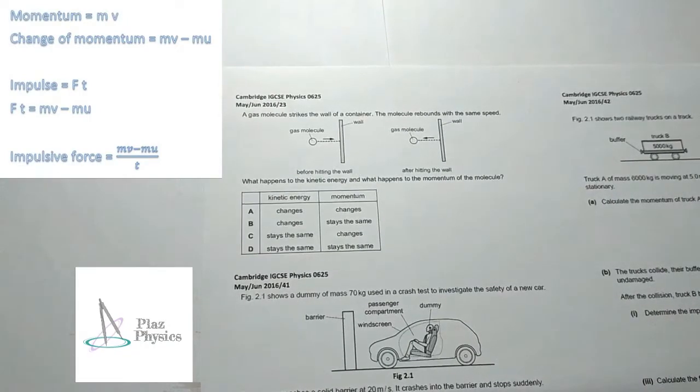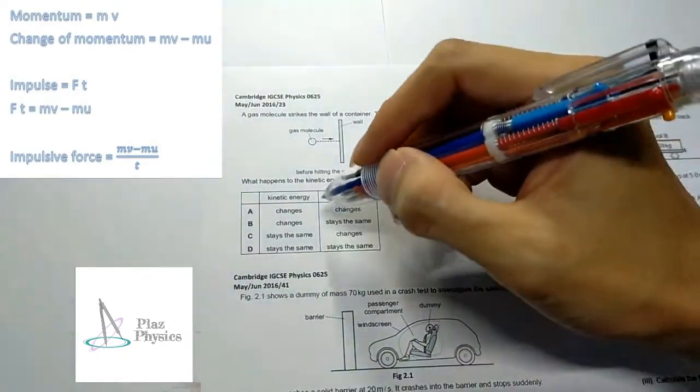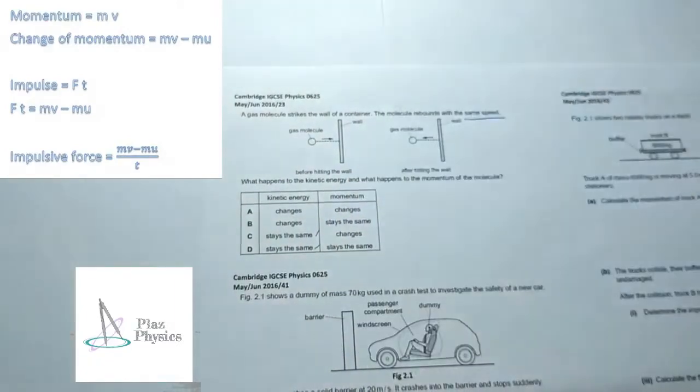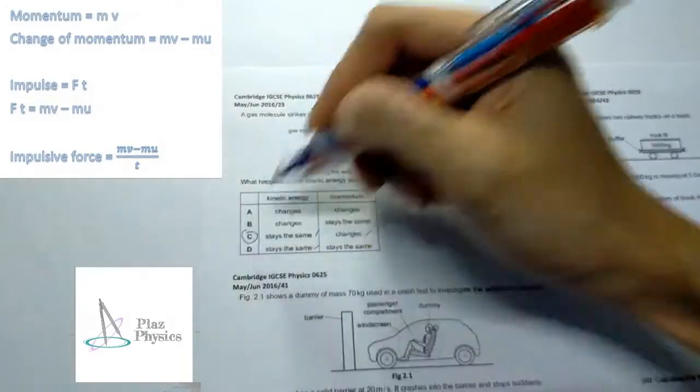Speed. Okay, kinetic energy, what happened? See, it's the same speed. Energy is a scalar, so no change. Momentum has changed because the direction changed.